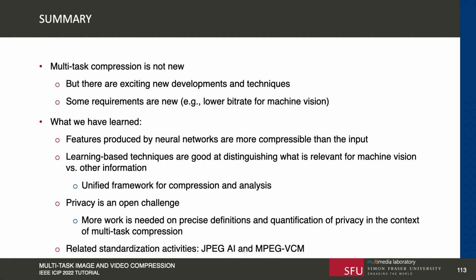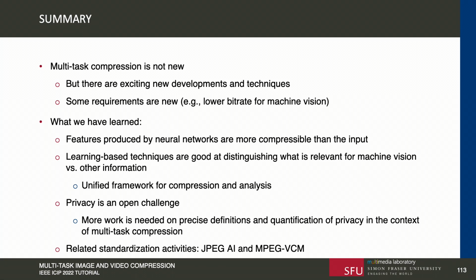Other things that we've learned here is that features produced by neural networks are more compressible than the input, both in the lossless case and in the lossy case. Also, learning-based techniques provide a good way for distinguishing what is relevant for machine vision versus other information, let's say human vision or input reconstruction. So learning-based techniques provide a nice unified framework to do both compression and analysis.